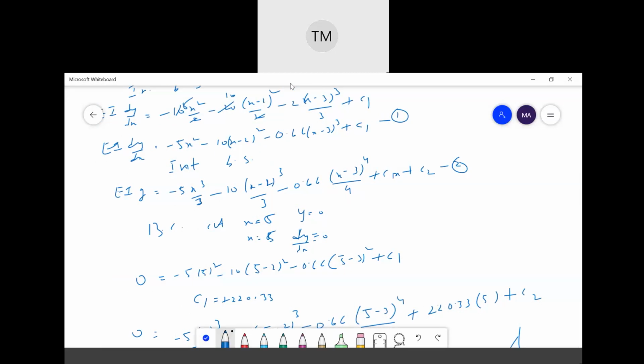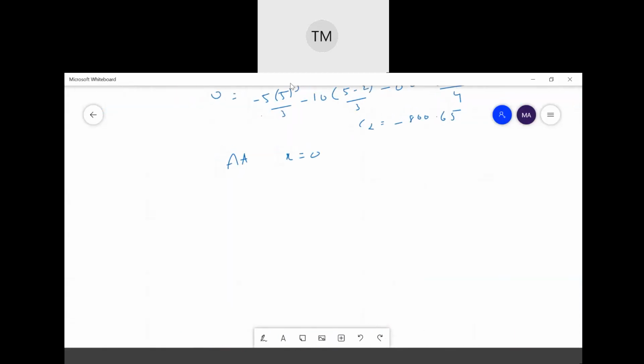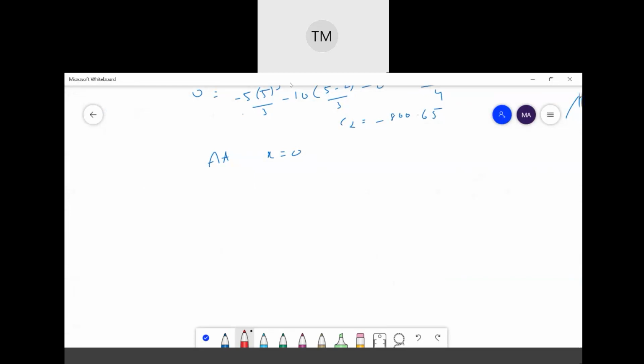This whole term will become 0. This term will become 0. This term will become 0. The remaining term is C1. EI dy by dx is equal to C1.